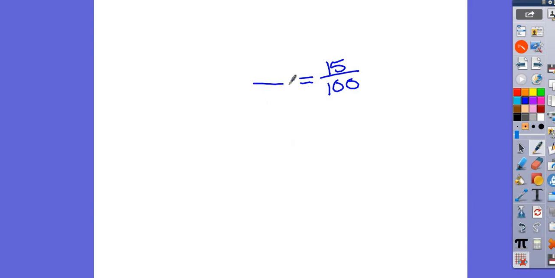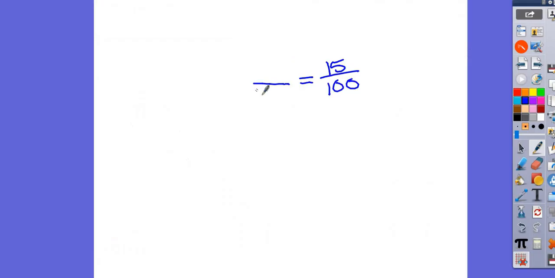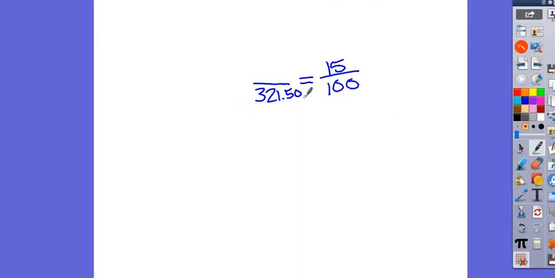And I need to know another amount. Her total sales was $321.50. So that was the total. That was a grand total, $321.50. I can do my proportional trick. Multiply those two, divide by 100. When I do that, I get $48.23. So you can write that for your work on problem 1. We got $48.23.